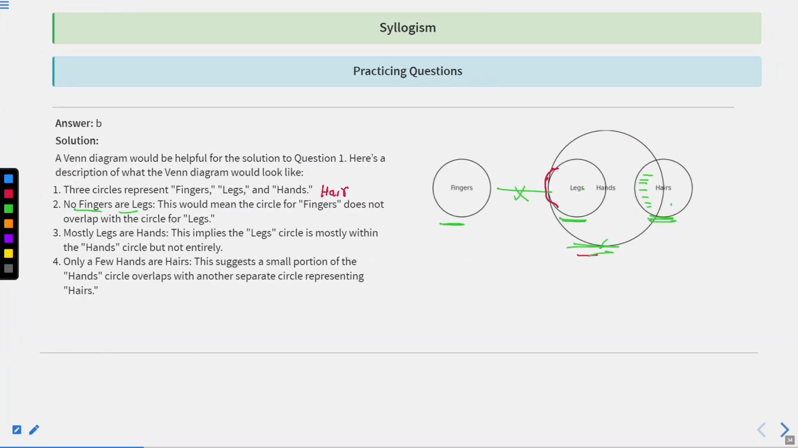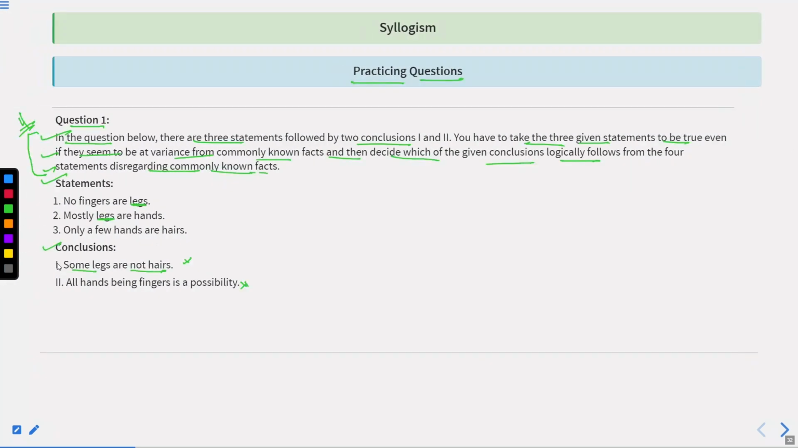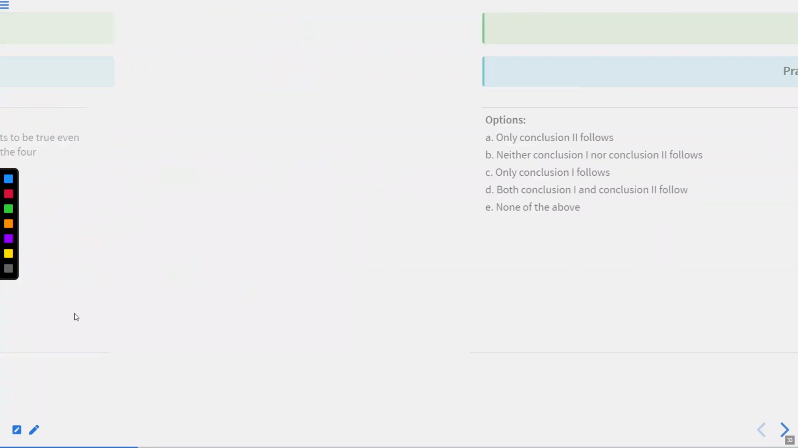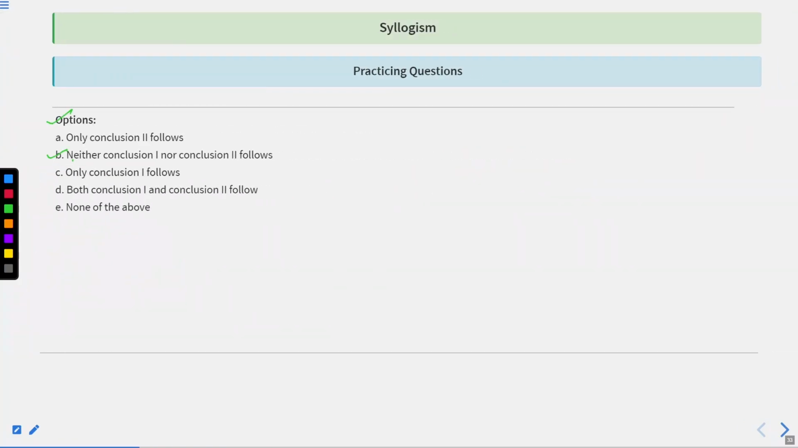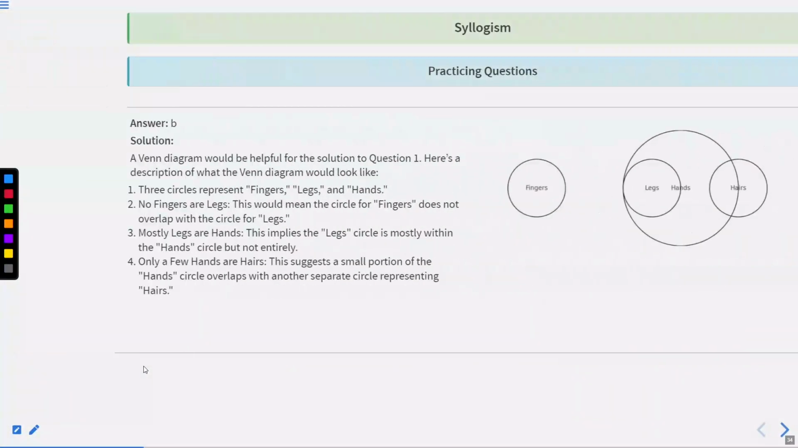Hands are here, fingers are here. Is there any link? No, there is no link. Since there is no link, neither this statement is true nor that statement is true. So neither conclusion 1 nor conclusion 2 follows. Follows what? The inferences, the statement that has been provided.